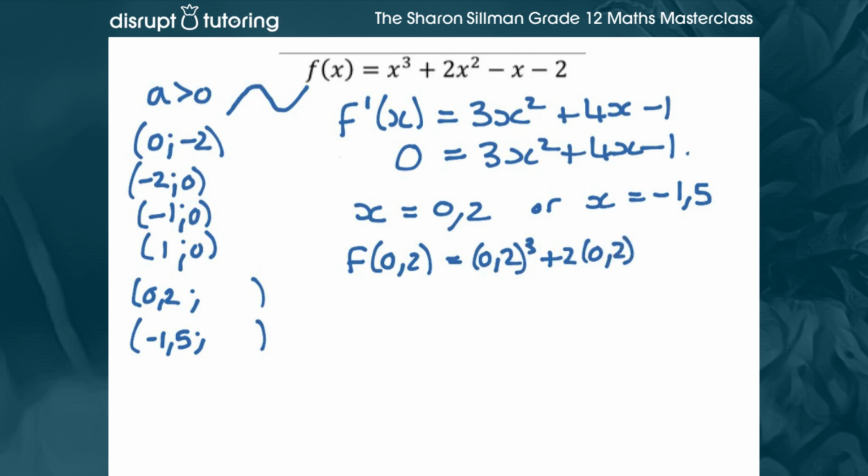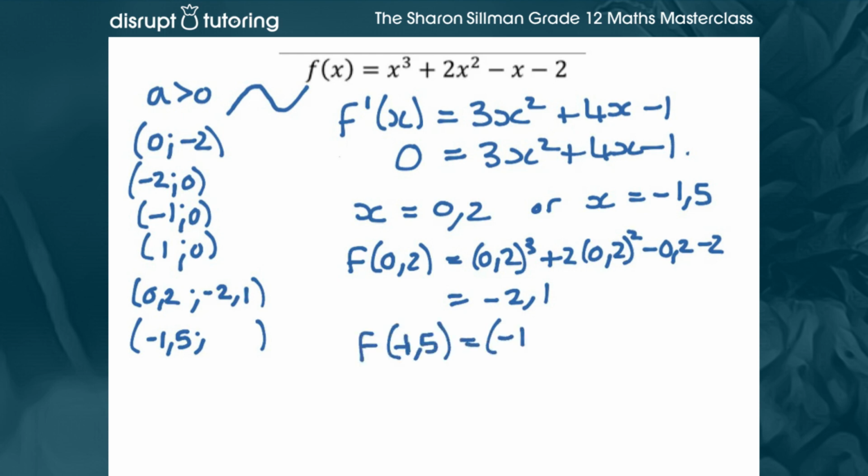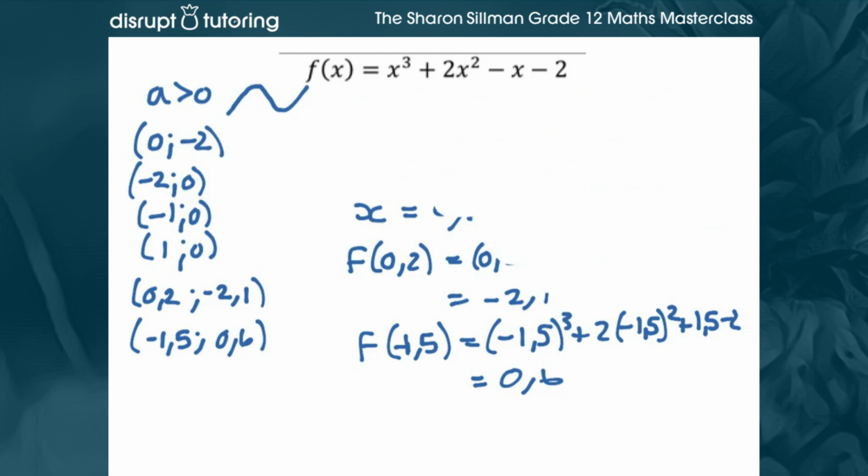So I'll first put the 0,2 in. If I do that calculation, I will find that it is negative 2,1. And then I substitute negative 1,5. And you can be doing all this work on your calculator. Negative and negative make a positive. And that gives me 0,6. So I have found the coordinates of the turning points.